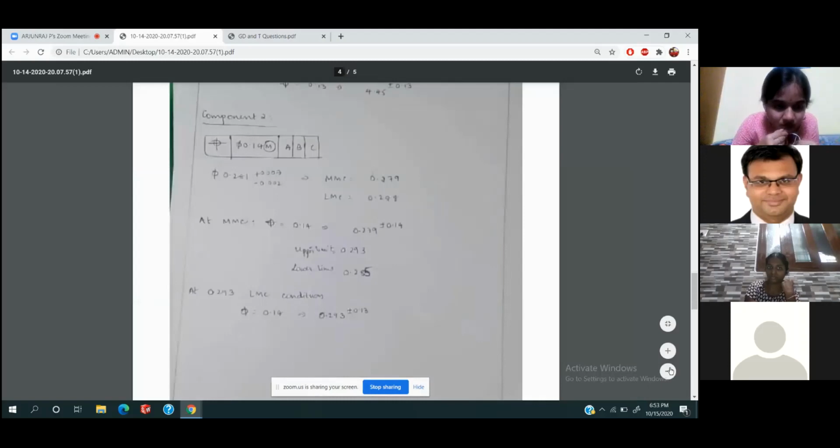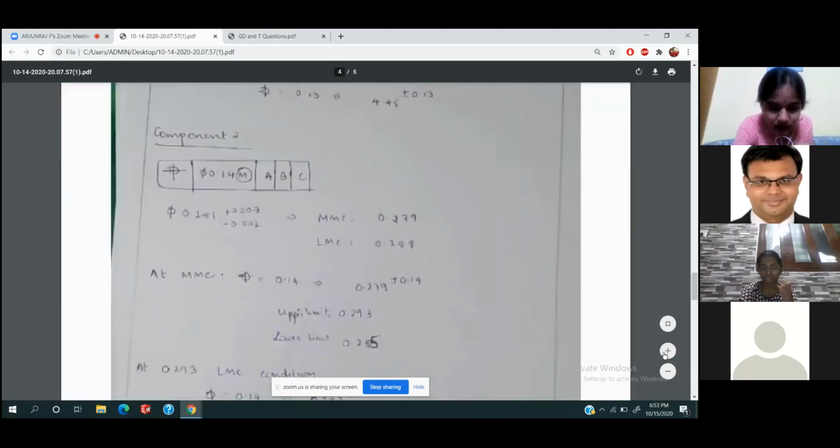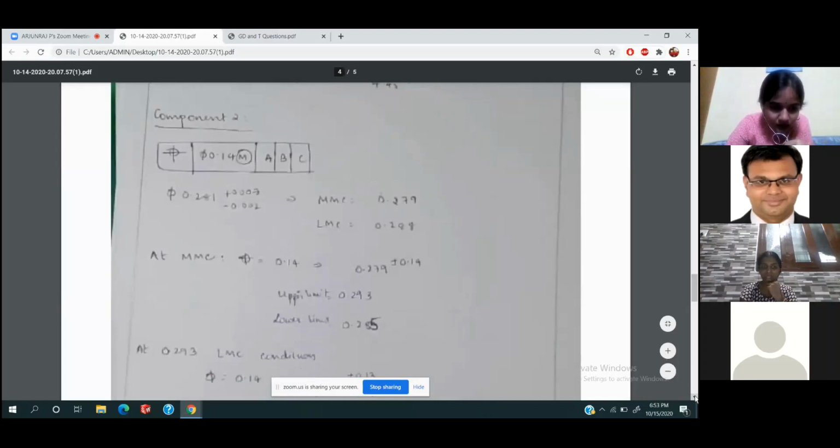Oh, this is 1.7. Good, you have taken the same. Very good, LMC, MMC, you have taken correctly. It is 0.288, right? You explain this one. Now you have to tell the same thing as what I told. Yes, sir, at maximum material condition it is 0.14. Zoom it slightly. At LMC, what is the value? When it is reaching towards LMC, what will be the value? That's my question.